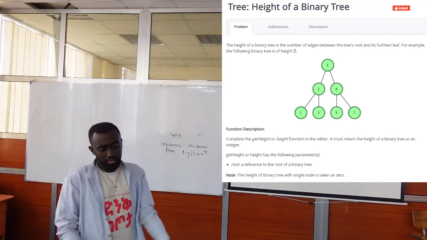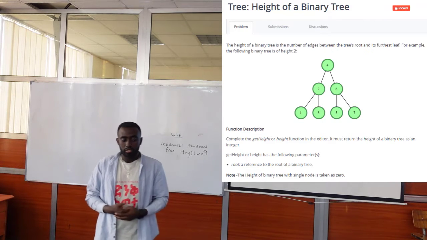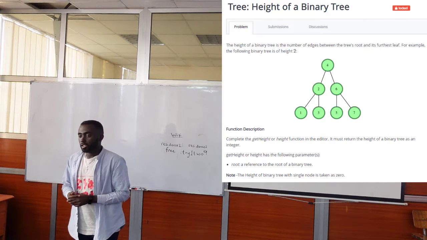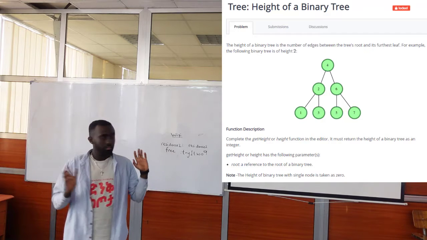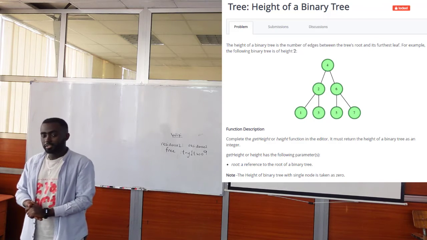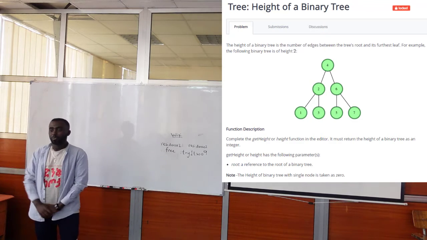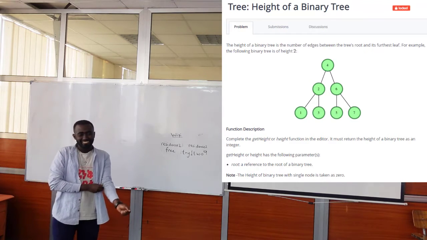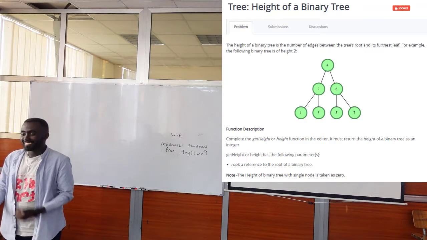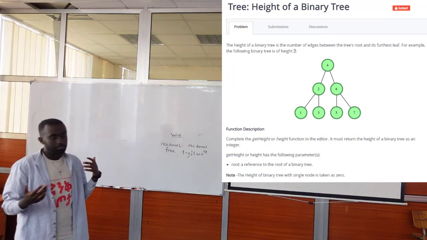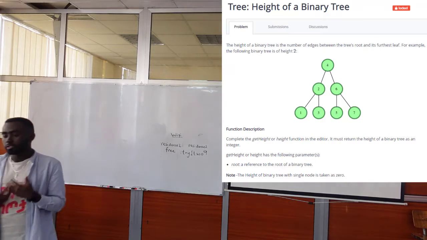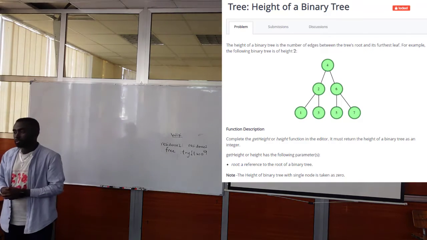The first question we're gonna cover is the height of a binary tree. I think most of you have solved this question, right? Anybody who didn't solve this question? I didn't expect that. Okay. From the ones who solved this question, who wants to cover it on the board?